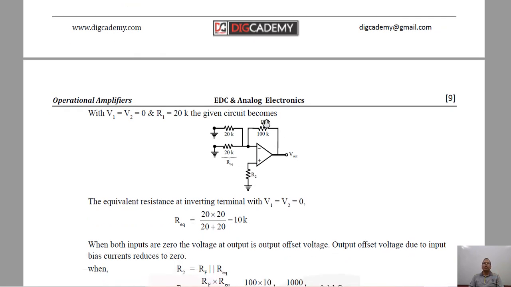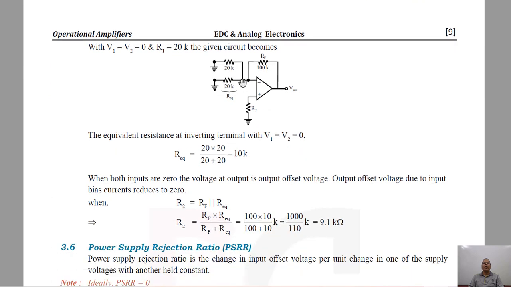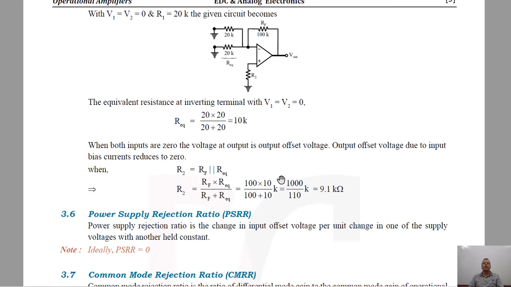If R2 is the parallel combination of this and this, and if you replace these by the equivalent, because that was R1 in the circuit, this becomes the parallel combination of these two. So the parallel combination of these two is what? 10k, 20k in parallel with 20k is 10k. Fine. So R equivalent is the parallel combination of these two, that is 10k, and R2 has to be the parallel combination of RF and R equivalent. So R2 must be equal to RF in parallel with R equivalent. So this is the expression.